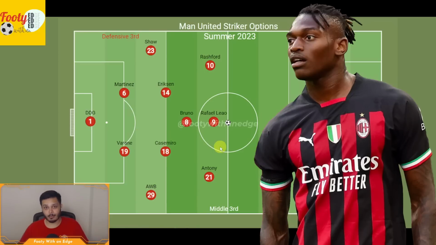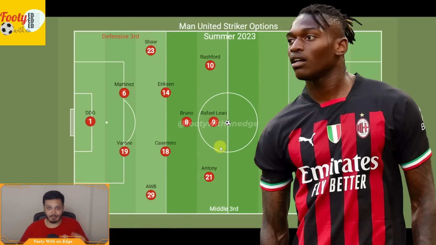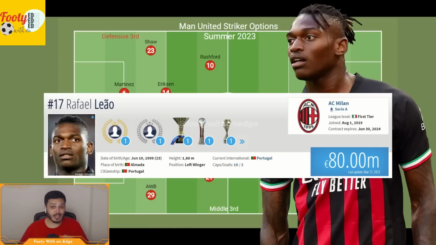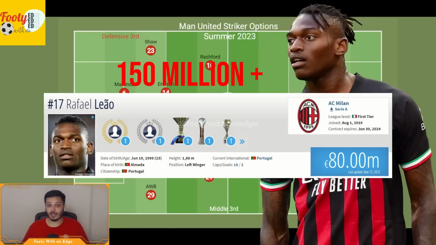I don't think we have to worry about anything in terms of fitness with Leao, so let's talk about his price tag. Now, this is where things get really interesting because he's 23, valued at 80 million euros, but he has only 1 year left on his contract. So this means that potentially we could get this guy anywhere between 80 to 100 million. And I know that's not necessarily a bargain in the big scheme of things, but if this guy had 2, 3, or 4 years left on his contract, he would cost at least 150 million, if not more.